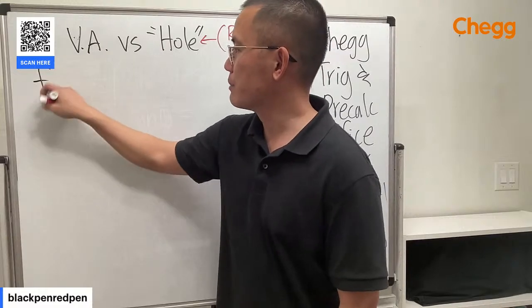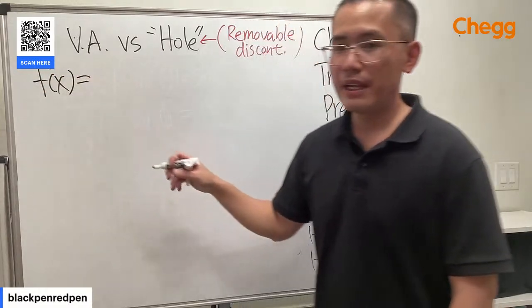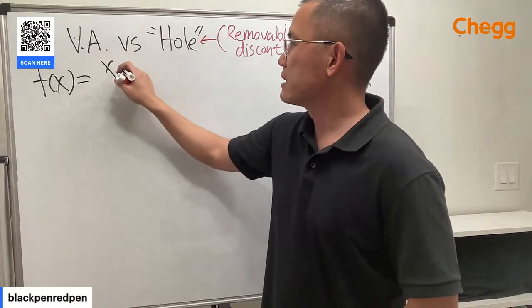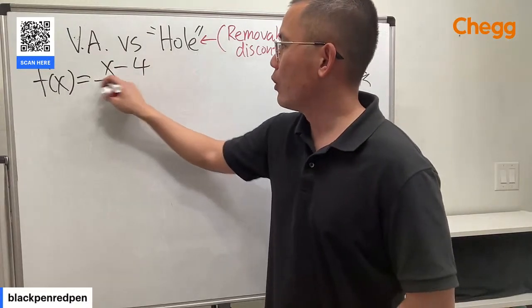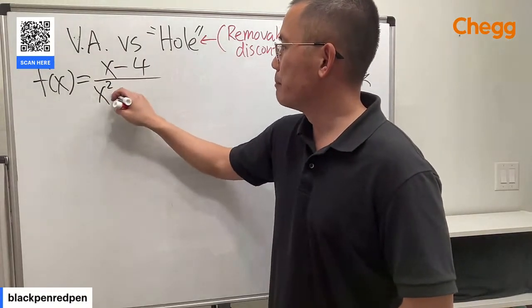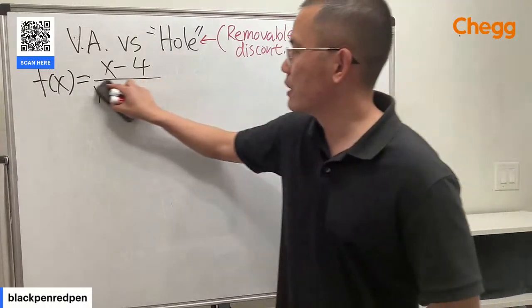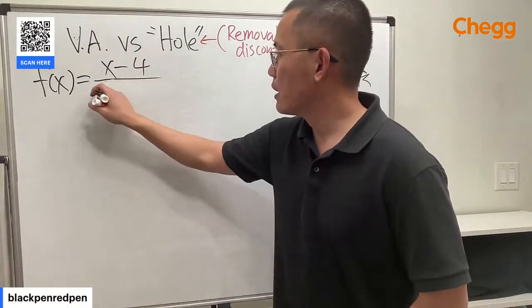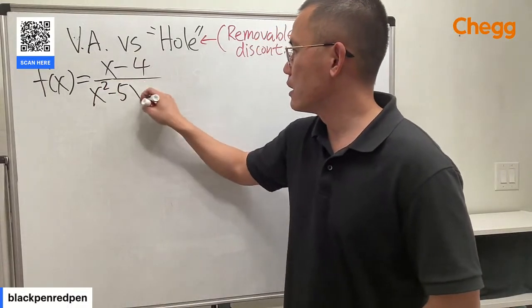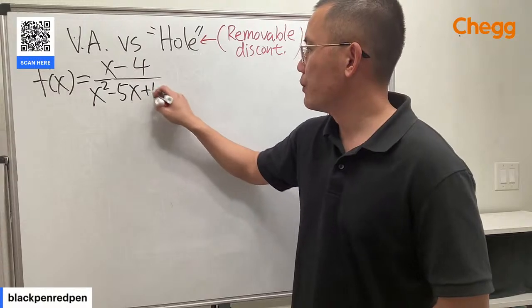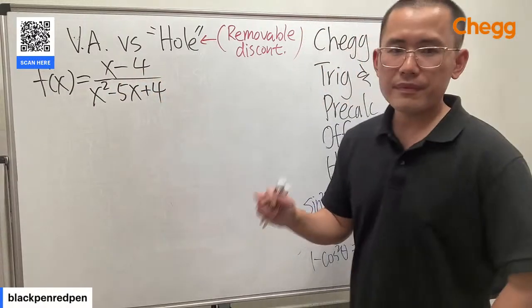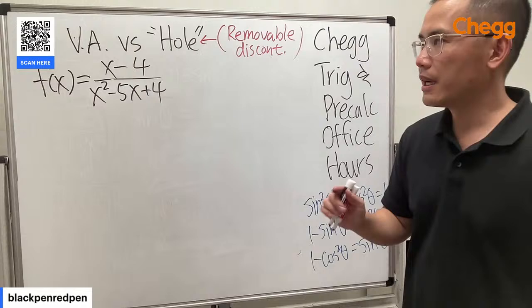Let's look at this function, for example. Let's say we have f of x equals x minus 4 over x squared minus 5x plus 4.